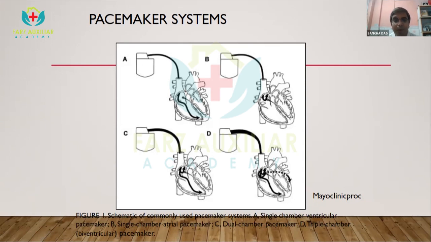Okay. So this is a single chamber pacemaker, which is basically ventricle placed. This is a single chamber pacemaker, atrium based. This is a dual chamber pacemaker, DDDR, and this is a CRT.